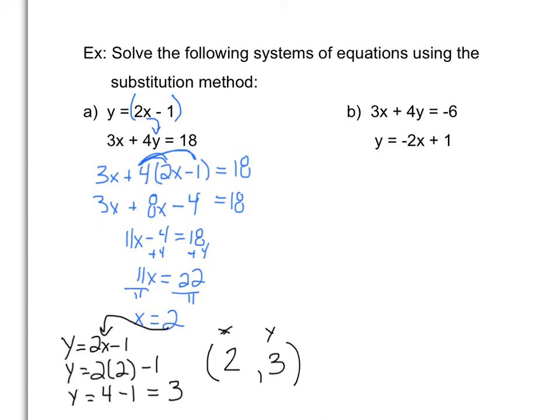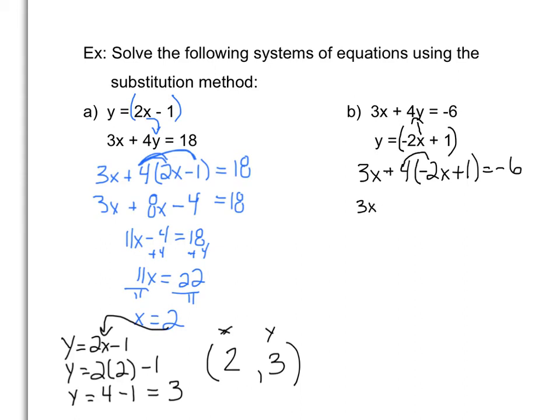Okay, so the solution to B, we're going to decide which equation needs to be substituted into the other. That's the first step. Well, since this one's already solved for y, this part here is what's going to be substituted in for y in the other equation. So now I have 3x plus 4, and instead of the y, I write minus 2x plus 1 equals negative 6.